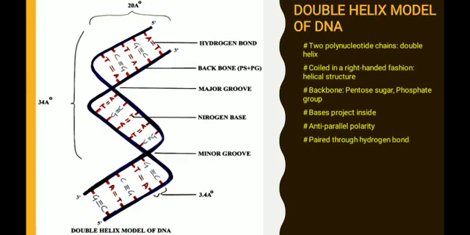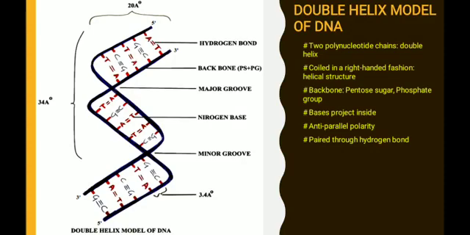And the two strands of DNA are paired together due to the formation of hydrogen bonds. The hydrogen bonds are formed between the purines of one strand and pyrimidines of another strand, or vice versa. Means pyrimidines of one strand and purines of another strand. And again, the formation of hydrogen bonds is very specific. Always the hydrogen bonds are formed between A and T as well as G and C.